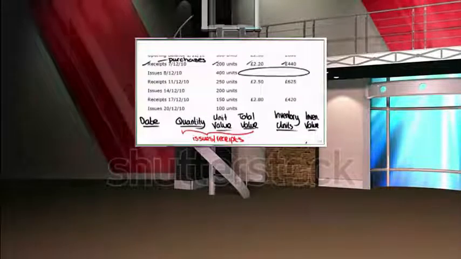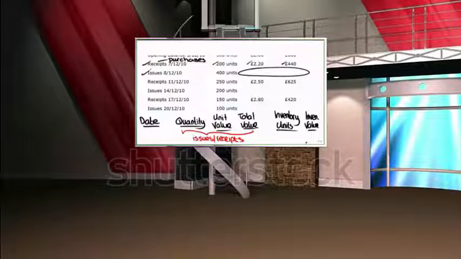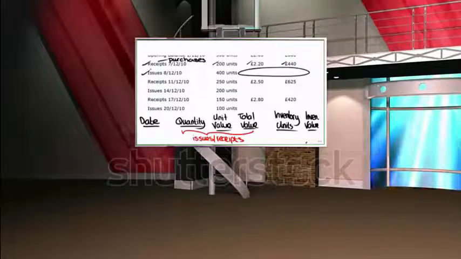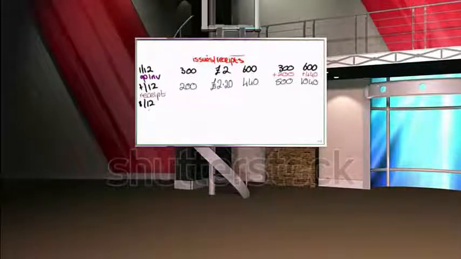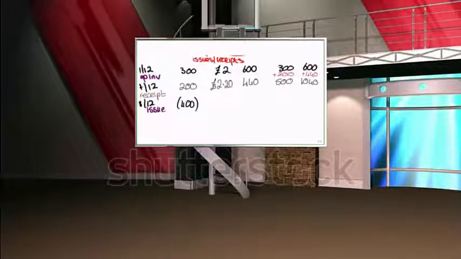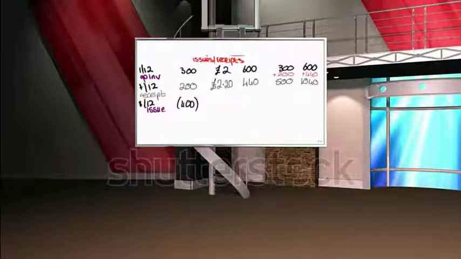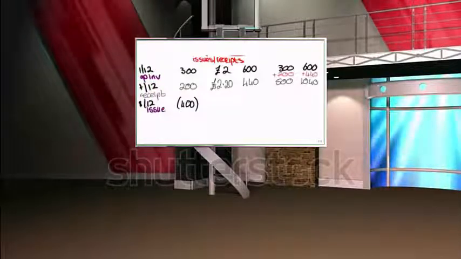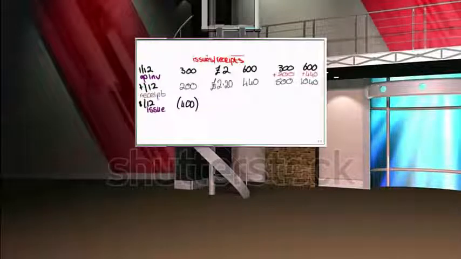What do we have next? Next we have on the 8th of the 12th an issue of 400 units. Remember, if we issue these units to production, we're reducing the amount of inventory in our warehouse. So, on the 8th of the 12th then, we've got an issue of 400 units. So we're reducing the inventory in the warehouse. Now the question is, what value are we placing on these 400 units? Under the first in, first out method, we are going to issue the oldest available units.